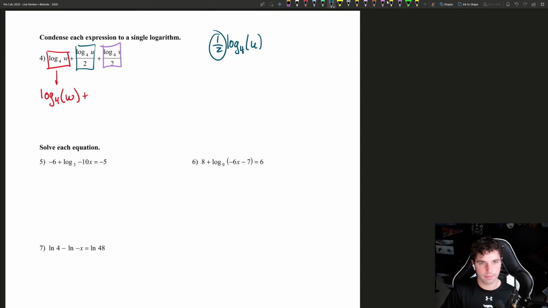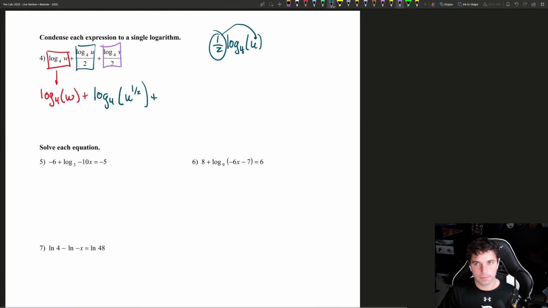So this 1/2, right, whenever you see something in front of a log, that means it goes back in the exponent of the thing inside, right? So we can rewrite this as log base 4 of u to the 1/2, and then that's as condensed as that can get. Okay, and then the same thing is true for that part in purple. That's exactly the same thing. We can rewrite that as 1/2 log base 4 of v. This 1/2 becomes an exponent of that v.